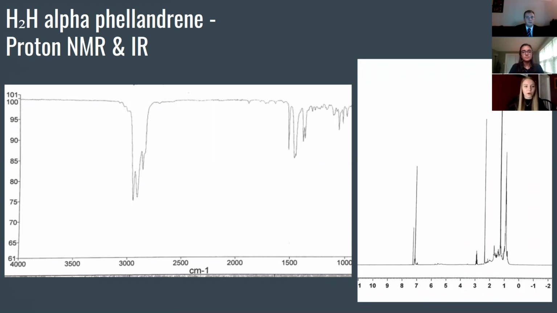And here we have the H2H of the alpha-phellandrene molecule. And again, we have our solvent peak on the NMR at 7, and we were able to get rid of all the double bonds, and we are left with all single bonds in the p-menthane molecule.